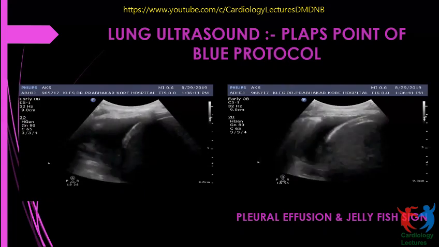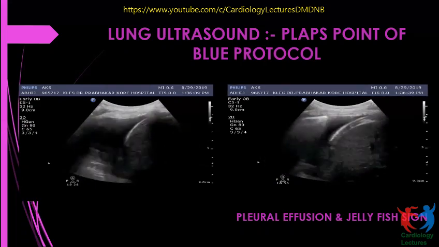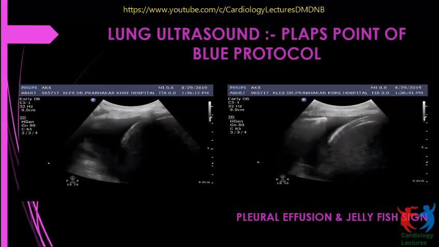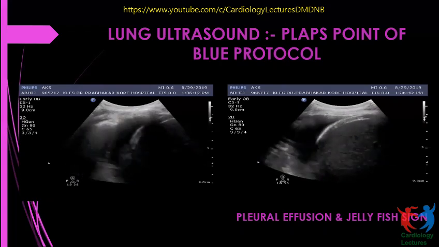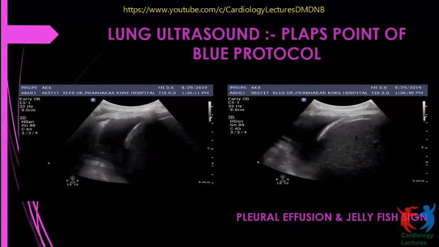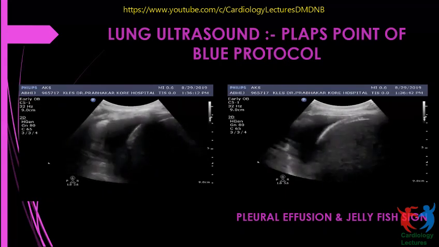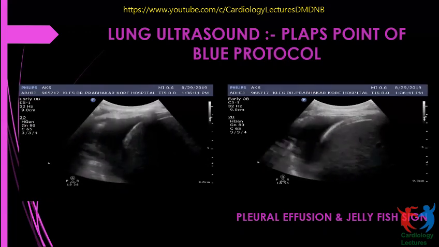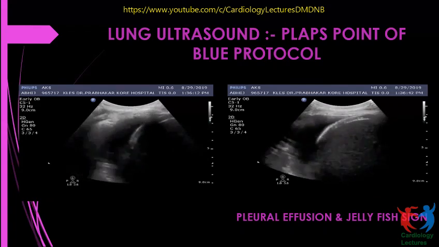There are many other methods to know the amount of fluid inside. If you have a posterior border of the pleural effusion, that means the parietal pleura, and the medial border of the effusion, that means either the liver or the heart or the lung, which is forming the medial border.